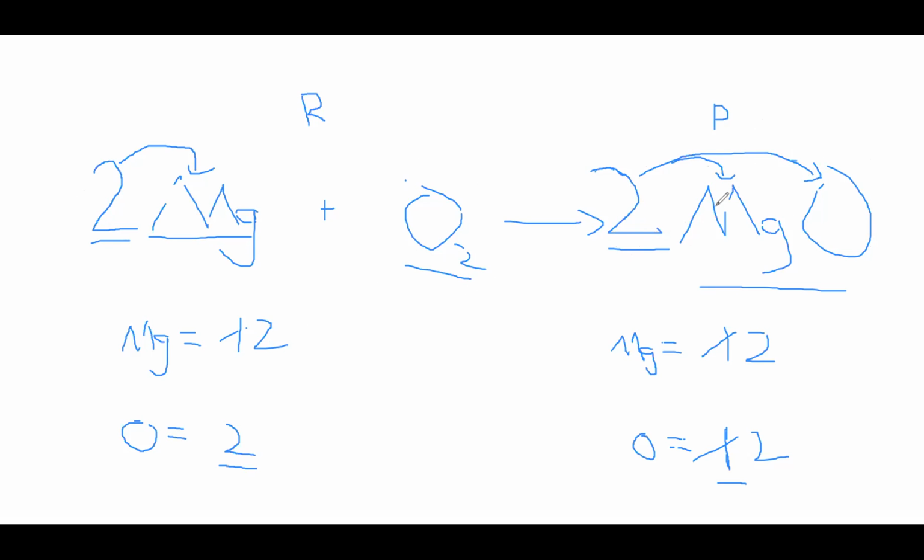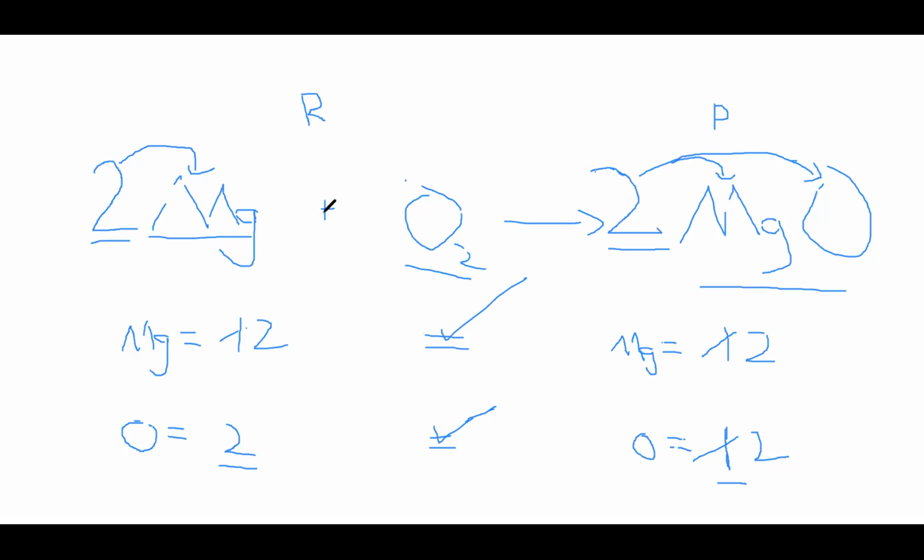Now let's check and see if things are balanced. 2 Mg's on the reactant side, 2 Mg's on the product side. So our Mg's are balanced. That's good. 2 O's on the reactant side, 2 O's on the product side. So our O's are also balanced. So we have a completely balanced chemical reaction now. We have fully balanced the equation.